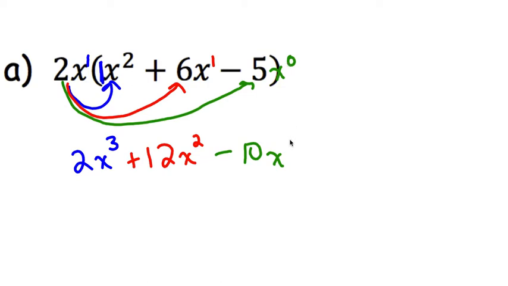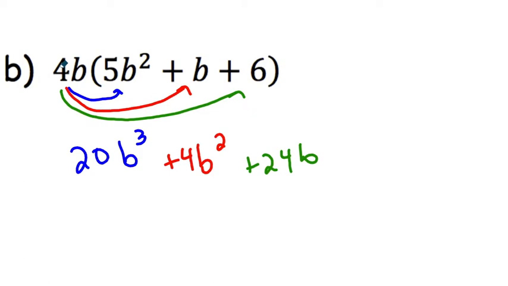Okay, but we don't usually look at it like that. We just kind of bring that x down there. Okay, so this is your final answer right here. There are no like terms because even though they all have an x in them, none of them have the same power. So that would be our final answer.